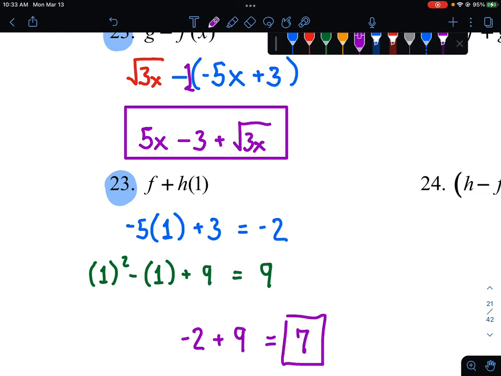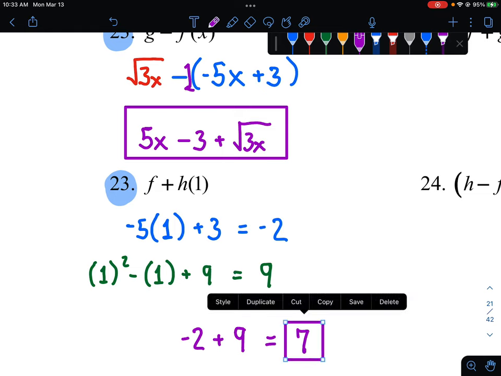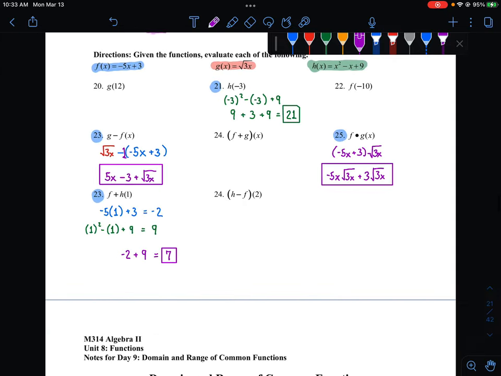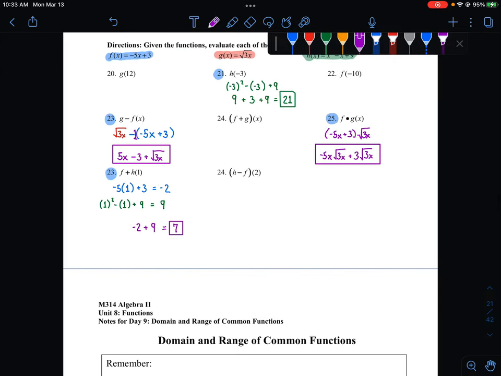So you plug the same number into both, and then take the result and just do whatever they ask you to do. Sometimes you add, sometimes you subtract, multiply, divide. That's all that we need to do there.